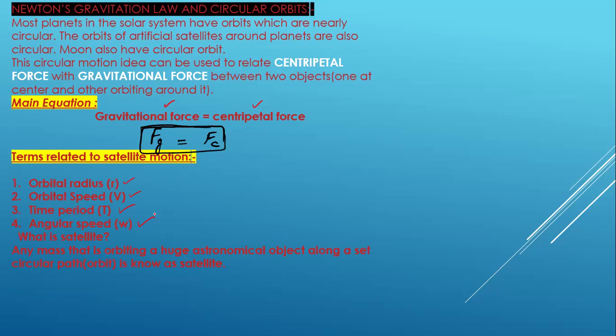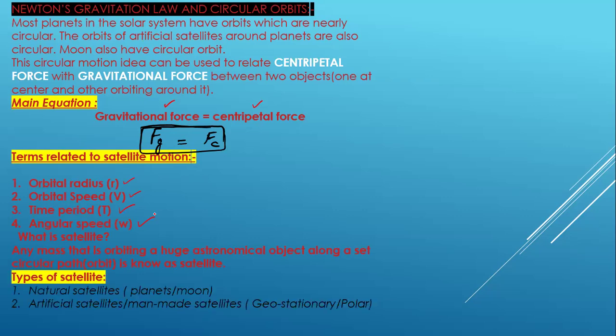Well, what is a satellite? As I told you earlier about the orbit, if any mass is moving in an orbit due to the gravitational pull of the object at the center, then that mass is called a satellite. And there are two types of satellite. One is natural, which are planets. Planets are the satellites of the Sun, and moons are the satellites of planets. And second are the artificial satellites, which are man-made satellites, and we use them for communication, for military surveillance, and for weather forecasting as well.